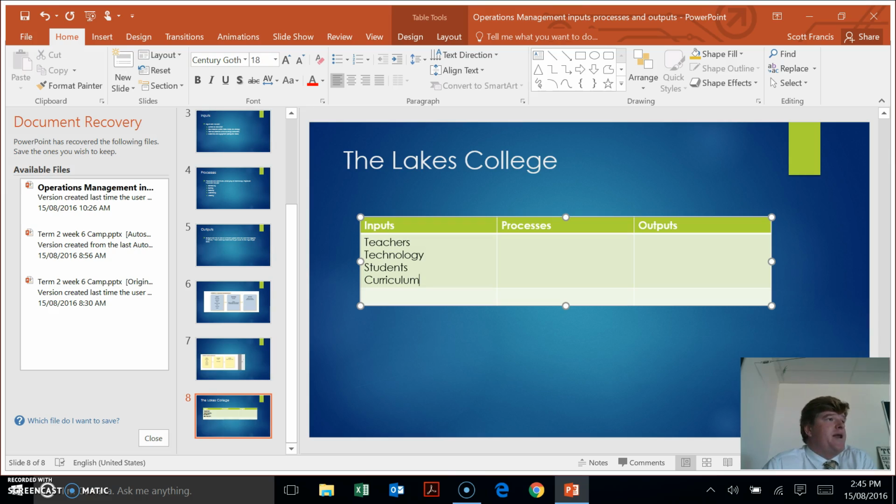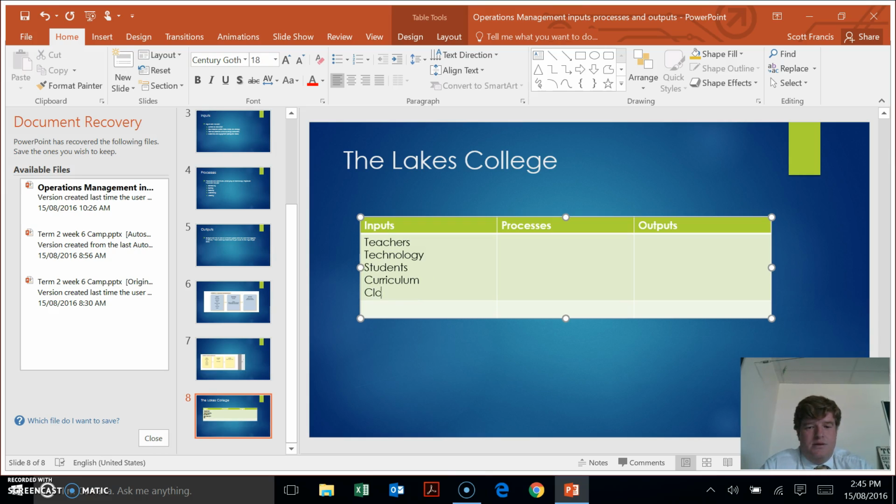What other? Maybe another one or two inputs. So we've got some fairly good ones: teachers, technology, students, curriculum. Okay. Classrooms. That's actually, I reckon, a pretty good list of the most important inputs there.